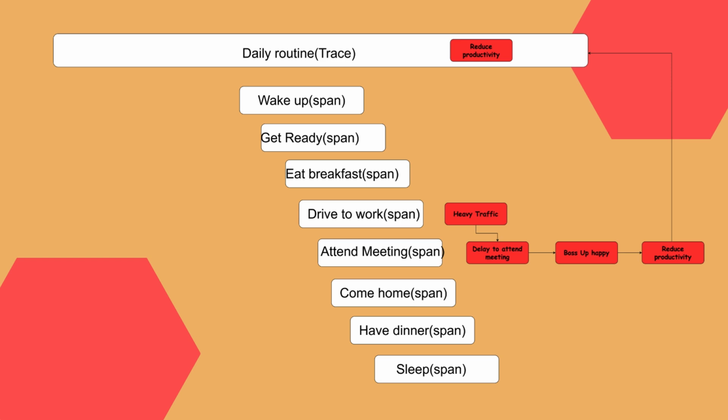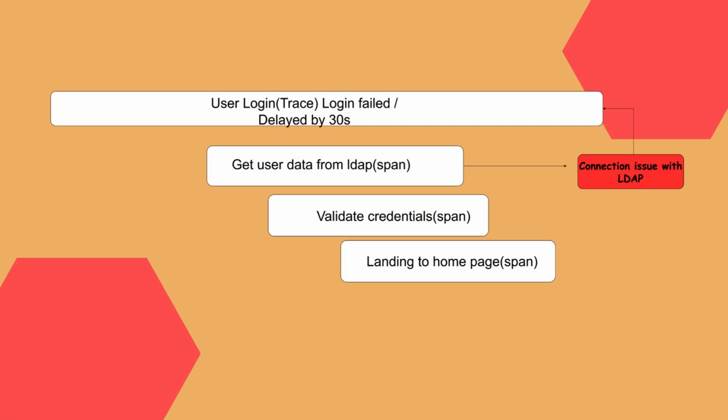Now let's make some connection with observability. If a database query or microservice is slow, like heavy traffic, it affects the entire trace. Observability helps identify which span caused the delay, so it can be easily optimized.